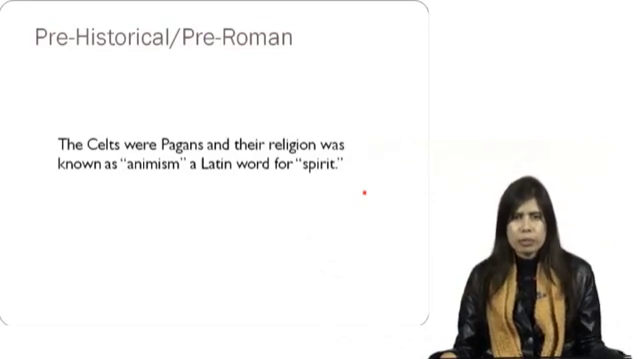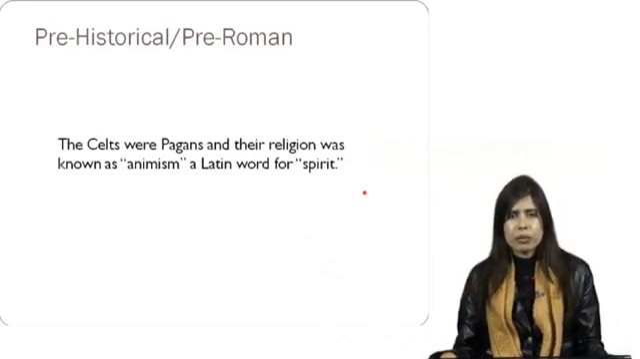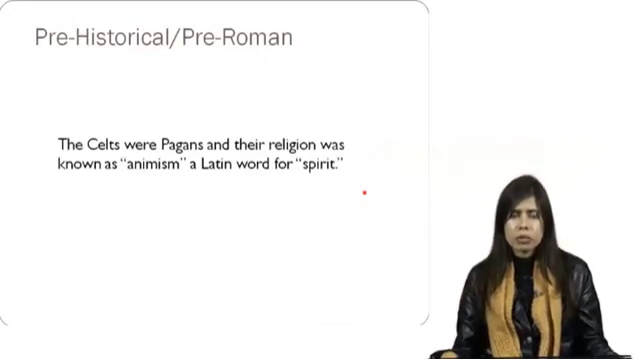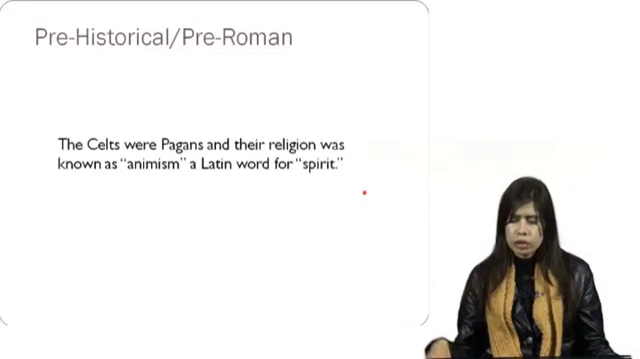So what you have to keep in mind is that we are taking a start of the history of English literature from the Celtic-speaking tribes. They were pagans, and their religion was known as animism, a Latin name for spirit.